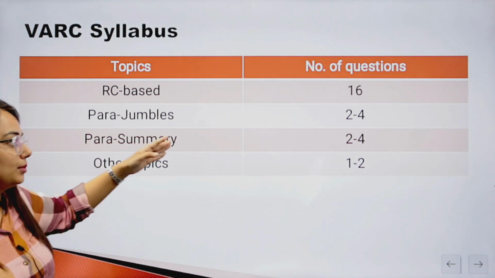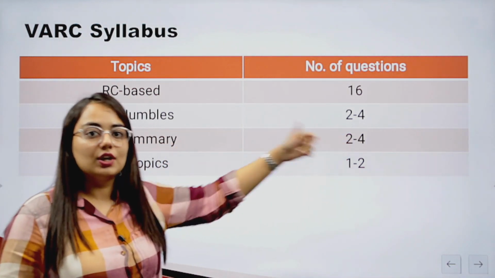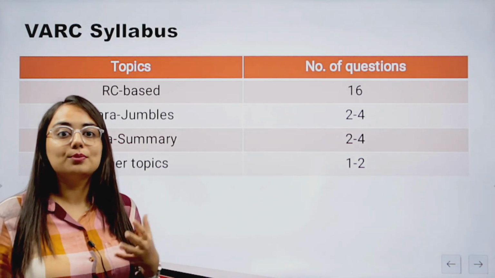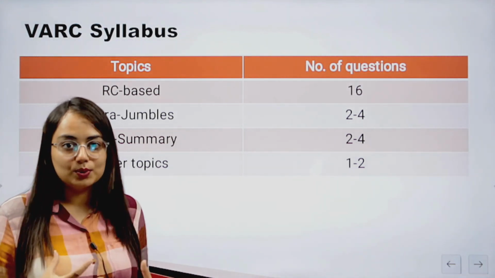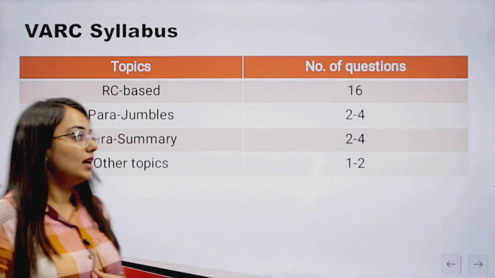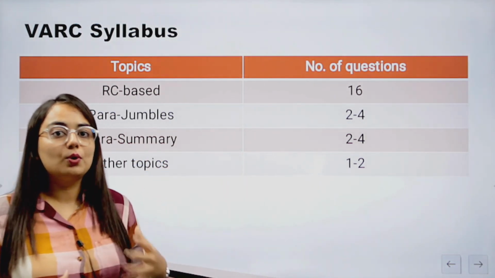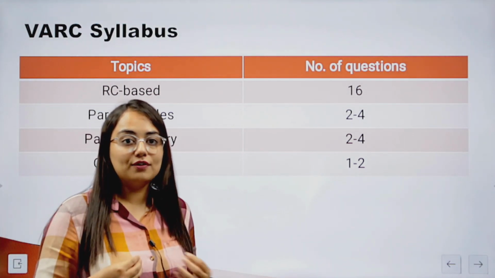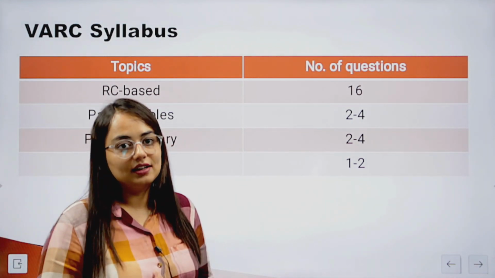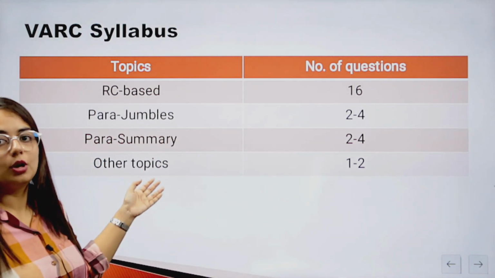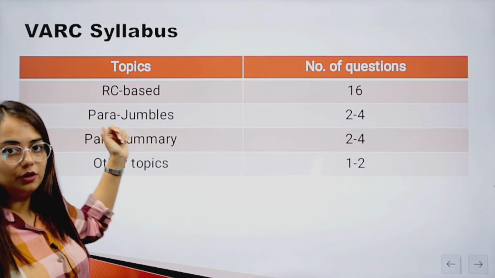Next you have para-jumbles where you get 2 to 4 questions. In para-jumbles you are given some sentences which are put in a random order and you are asked to arrange them in an orderly way. Next you have questions on para-summary, again 2 to 4, where you are given a paragraph and you have to choose the apt summary for that paragraph out of the given options. And then there are 1 or 2 questions from other topics also which are different from the above 3.